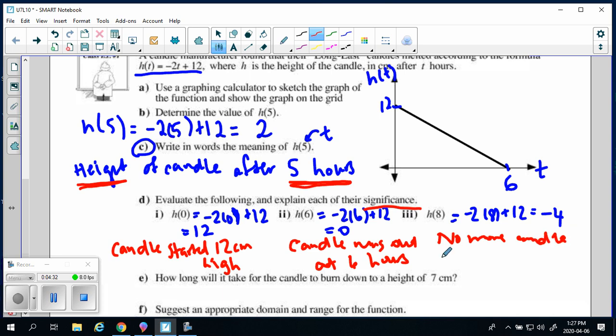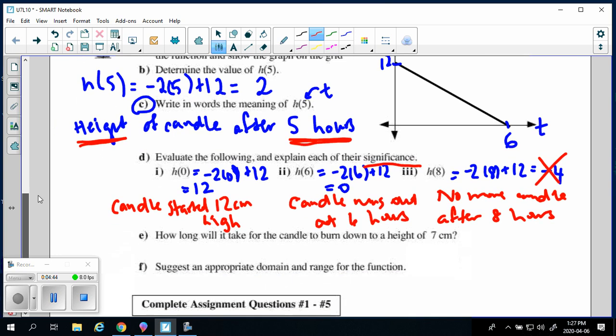Candle after 8 hours. Or you could say that it doesn't make sense in the context of the problem because you can't have a negative candle. So the next question says, how long will it take for the candle to burn down to a height of 7 centimeters? Now, ordinarily, if I gave you a really good graph, you would be able to look this up on a graph. Like you would be able to find 7 somewhere over here, and you would be able to read off the graph what height or how long had passed before that happened.